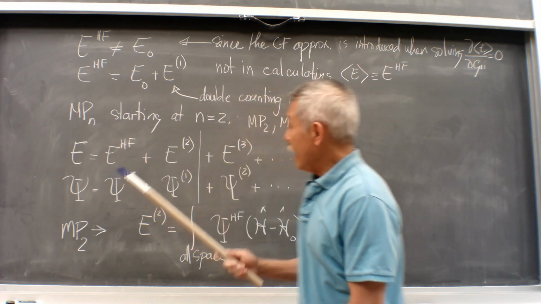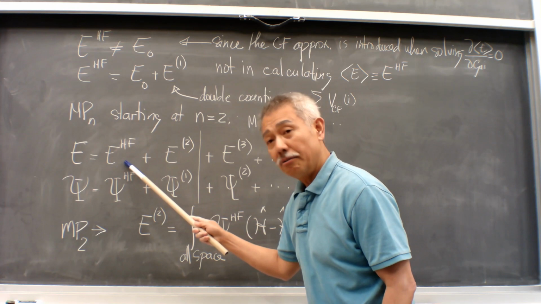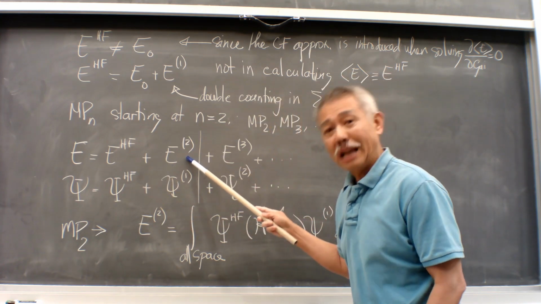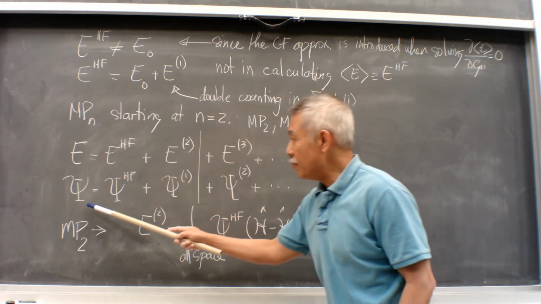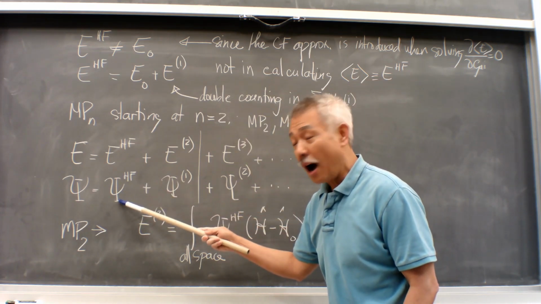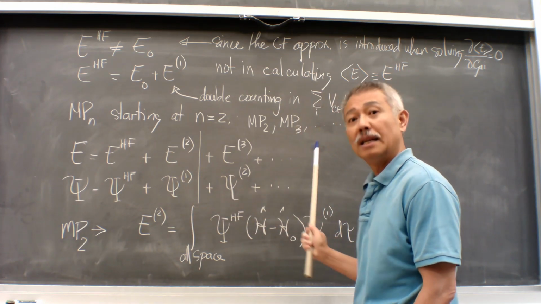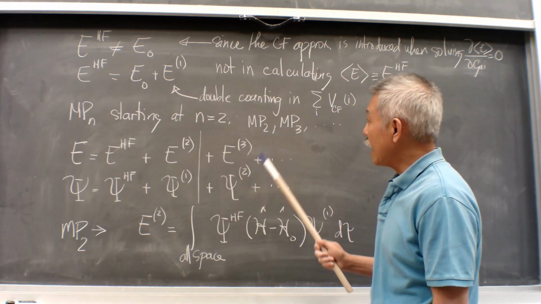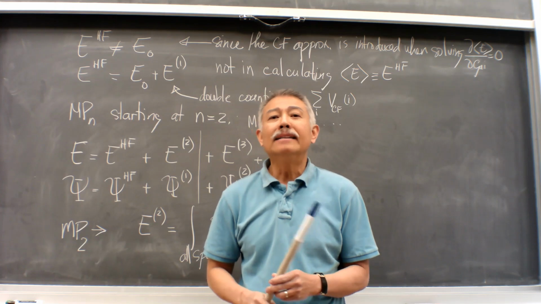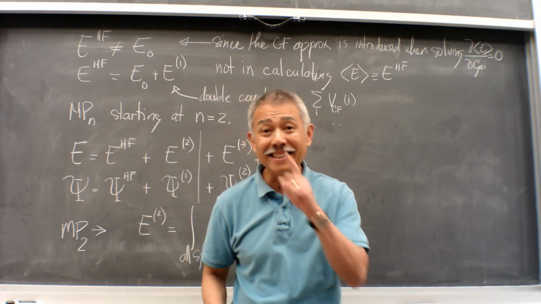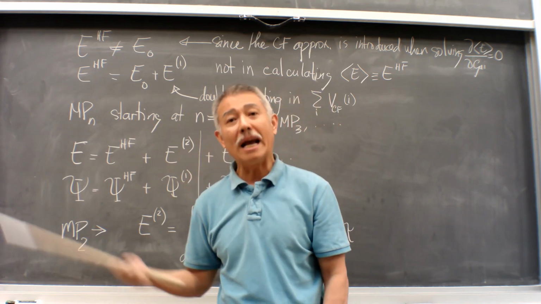So the energy of the system is the Hartree-Fock energy added to the second-order correction, third-order correction, and so on. And the wave function is the Hartree-Fock wave function plus the first-order correction, the second-order correction, and so on. That's the reason why perturbation theory MPn starts at n equal to 2 instead of n equal to 1. So we have MP2, MP3, MP4, and so on.